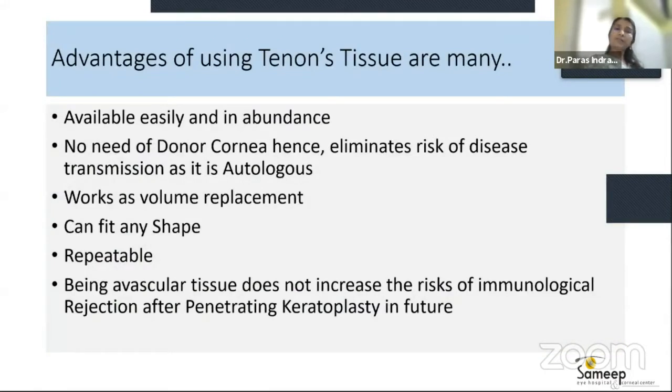The advantages of using tenons tissue are many. It is available easily and in abundance. There is no need for donor cornea, hence it eliminates risk of disease transmission as it is autologous. It works as volume replacement and can fit any shape. It is repeatable, and being avascular tissue, does not increase the risk of immunological rejection after penetrating keratoplasty in future.